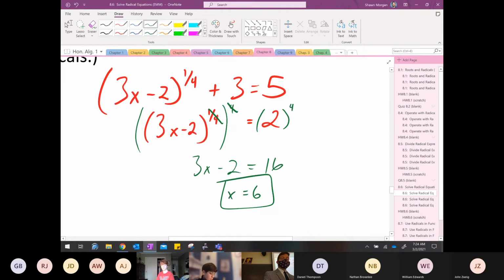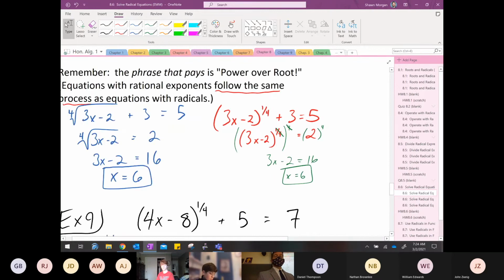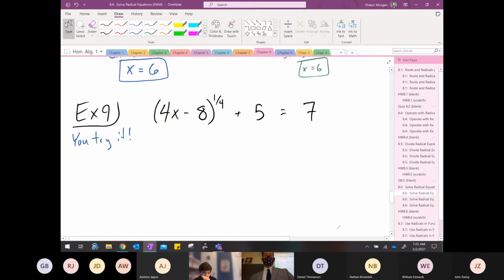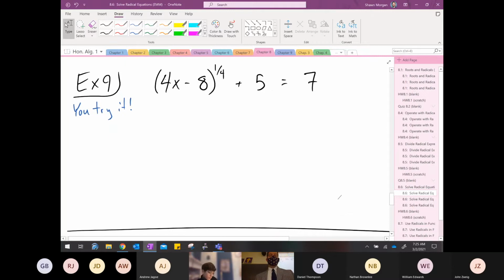All right. But what this is going to allow us to do is work problems of similar structure that might take a little bit longer going the blue route. We can work them a little bit quicker going the red route. Okay? Here, let me get you guys one to practice. 4x minus 8, that's the 1/4, plus 5 equals 7.